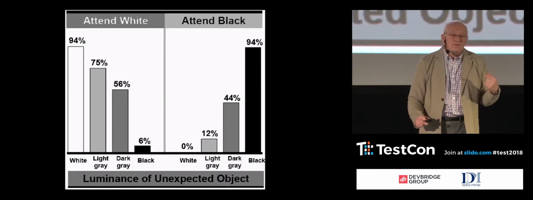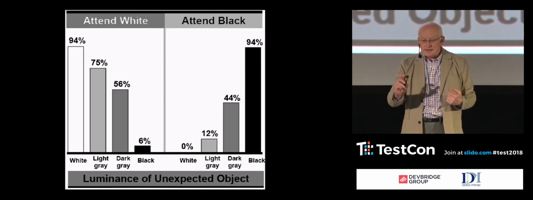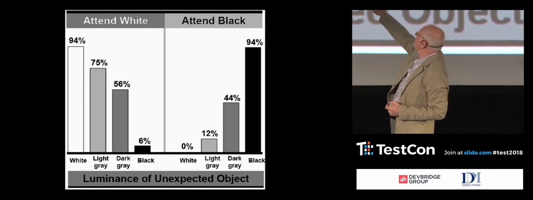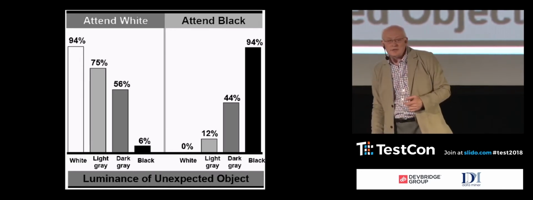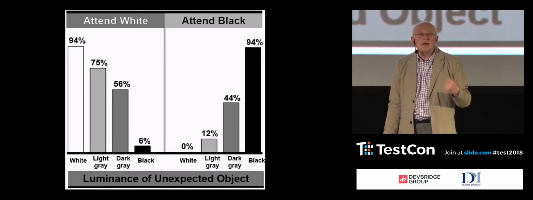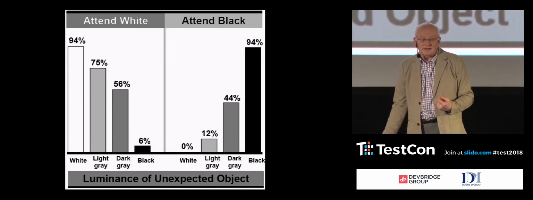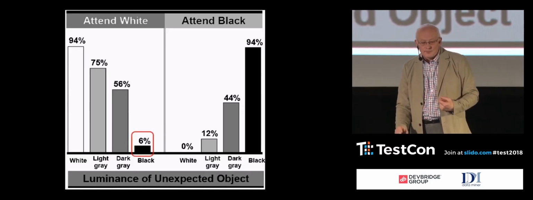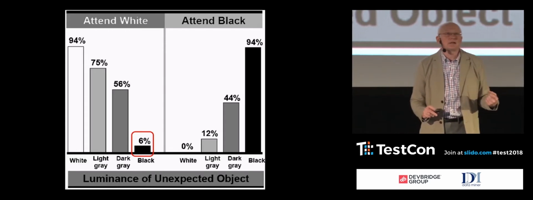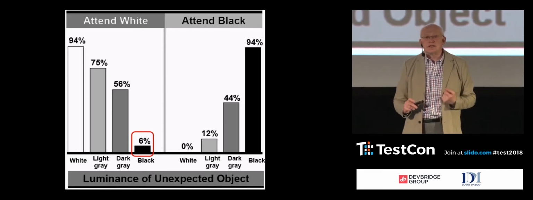Right, so if we look over on the left-hand side, I'm not sure. Oh, it does work. Wow. Okay, if you look over on the left-hand side here, what you would see is that it depends on what you are trying to look at. So if you were looking for a white object, if the unexpected event was a black object, you would almost certainly not see it.